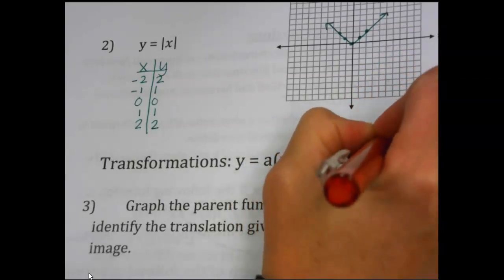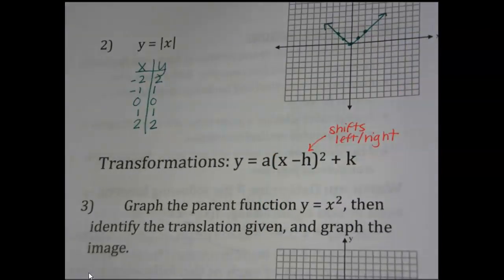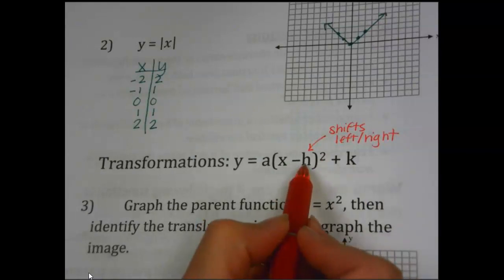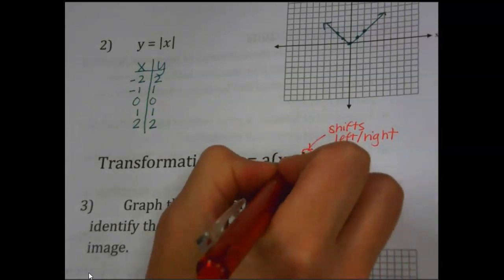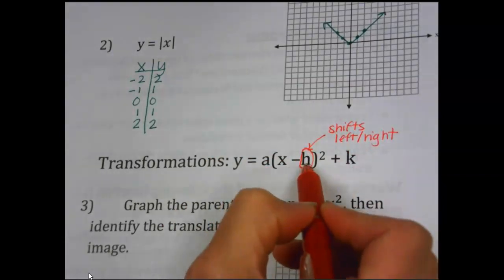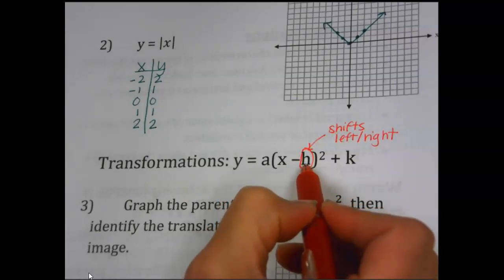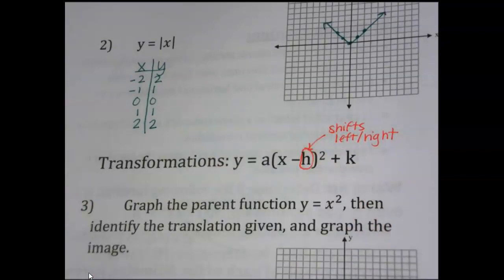Now the tricky part about the h is that it shifts opposite from what it looks like. So this looks like a negative h, but it's actually a positive h. So you have to separate it from that negative sign. So if it said -3, that would actually be a positive 3 and would go to the right. If it said +3, that would actually be a negative 3 and go to the left.